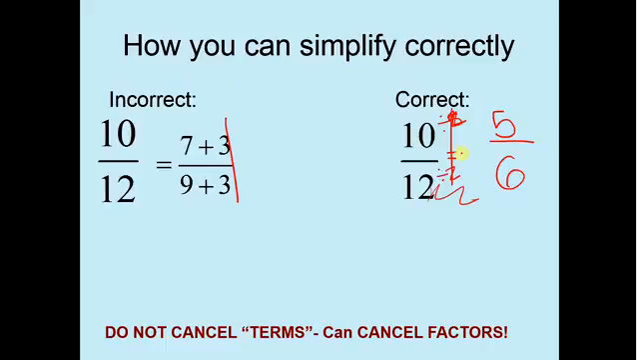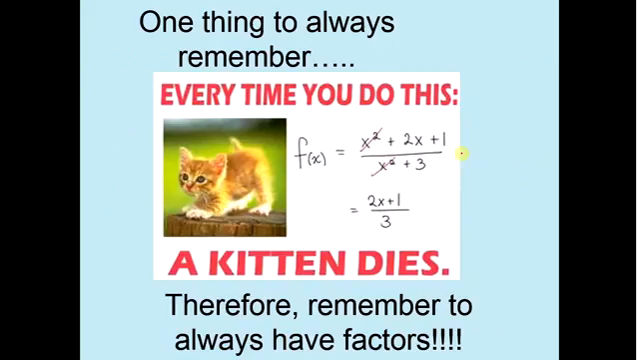Multiplication is the key. Here's something to keep in mind. If you cancel out an x squared and an x squared, a kitten will die. It's truth. I've seen it happen. So let's save the kittens. Remember to always cancel factors, all right? Don't do this. Make sure you save that kitten.